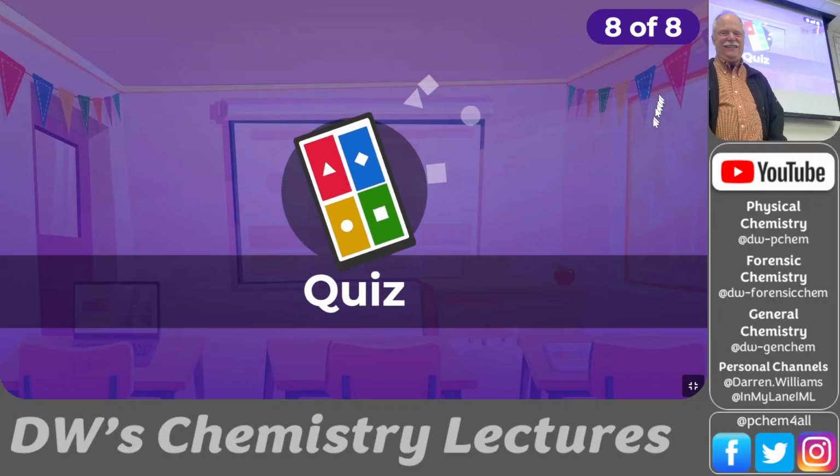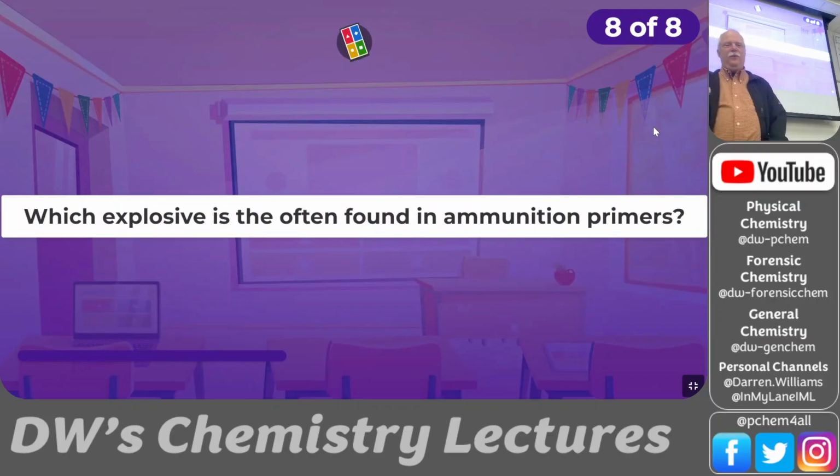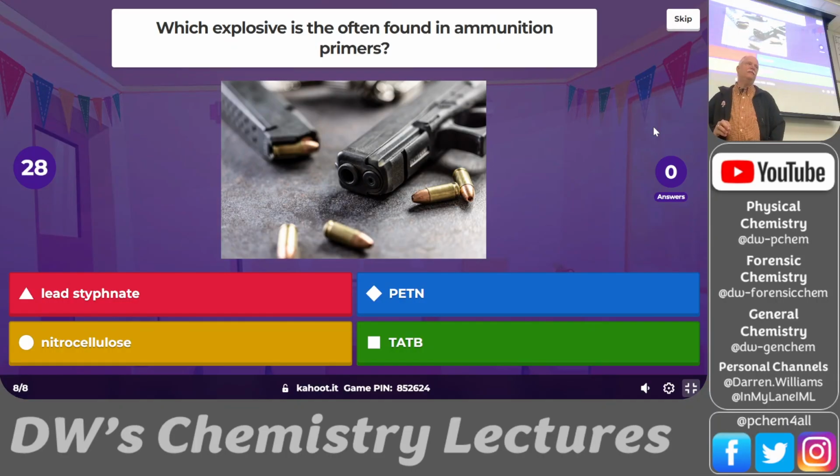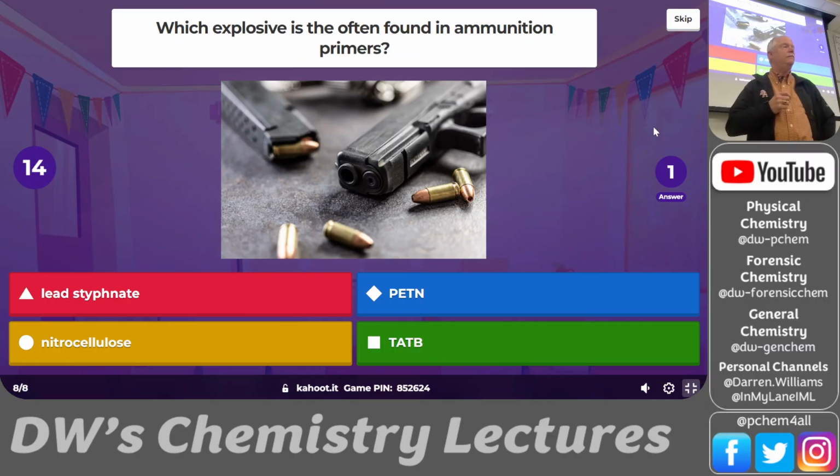Okay, we still got the fastest thing. Which explosive is often found in ammunition primers? This was a random fact that I threw in. I had all the explosives there, and it leaves behind a residue that's easily detected for gunshot residue. So that's a hint.